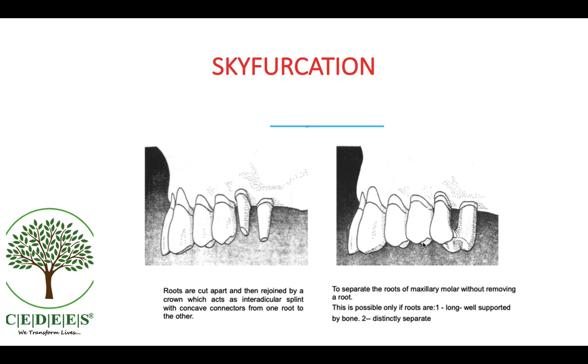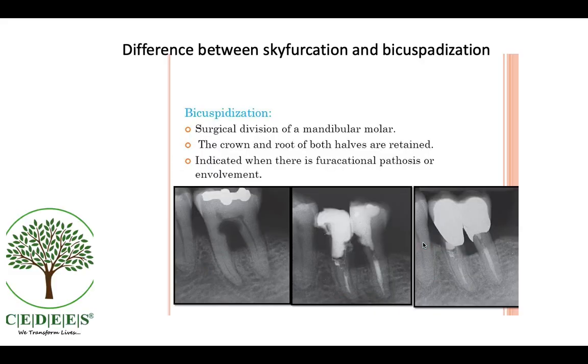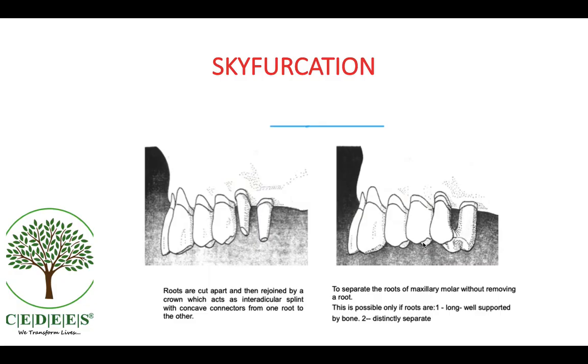And in skyfurcation, the roots are cut apart and they are rejoined by a crown which acts as an interradicular splint. Okay? Seen where roots are well supported by bone. In bicuspidization, you can see separate prosthesis for both the halves. It is surgically divided and then they are treated like premolars. You can see two crowns are given here. Whereas in skyfurcation, they are rejoined by a crown which acts as an interradicular splint.